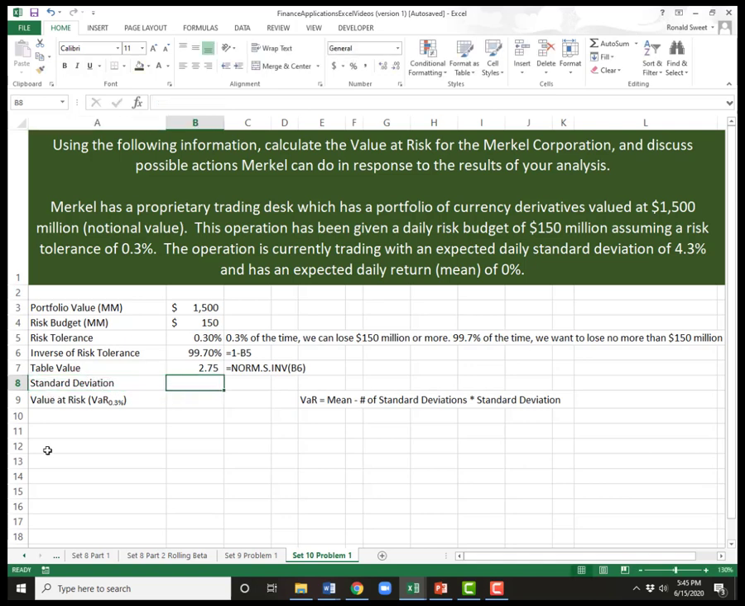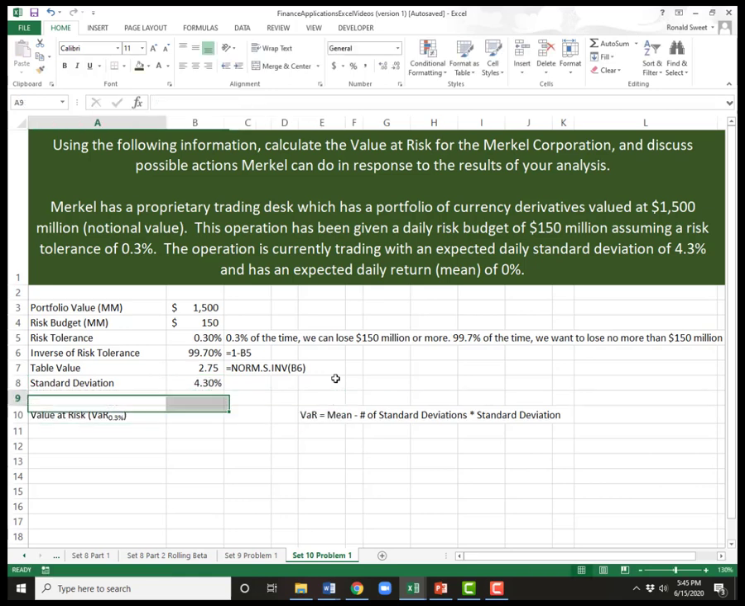I forgot to put that in there. You can see with this problem, it's 4.3%. Let me move it down one more time. The other thing we need is our expected daily return, or the mean.